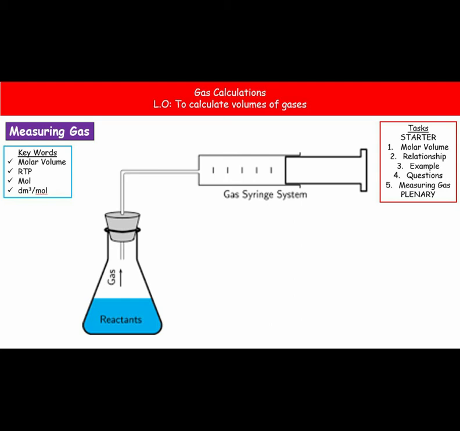So if they're giving you a setup of an experiment where we're recording the volume of gas made, and the one they've given you is either counting bubbles or the upturned measuring cylinder, if they ask you how we could improve it, use a gas syringe is the only answer you need there.